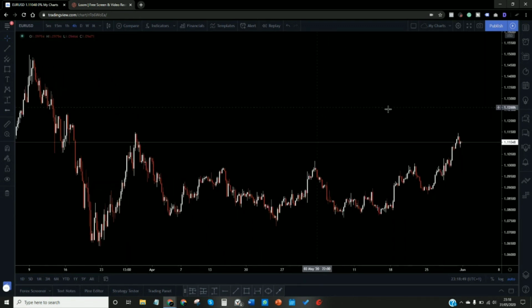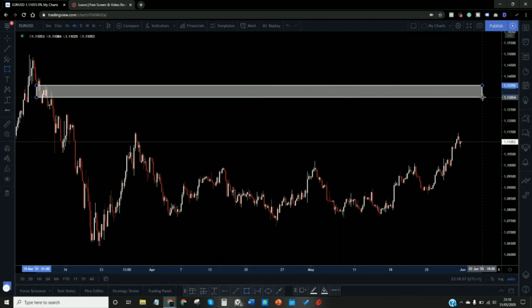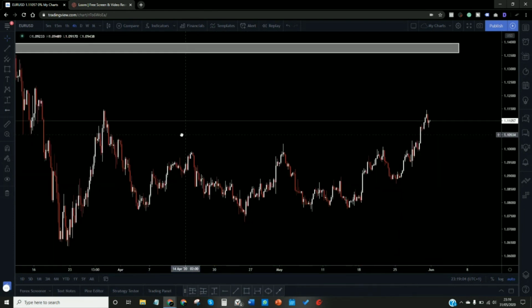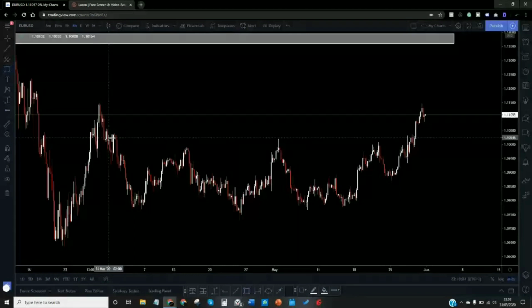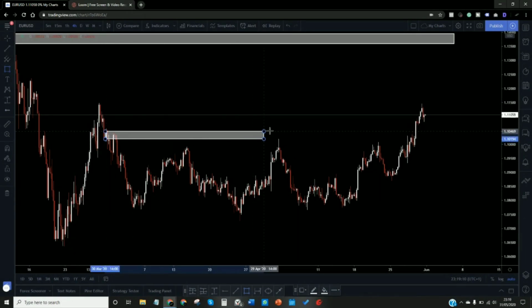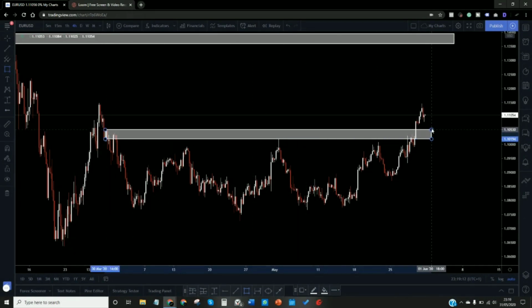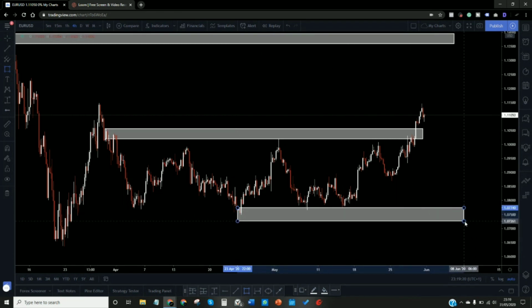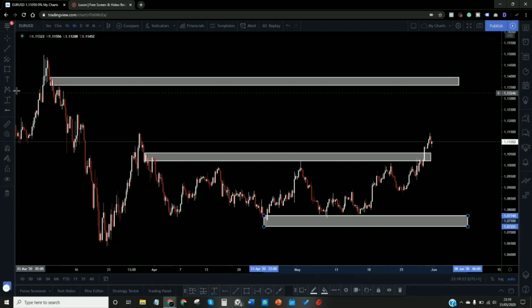All right, so we're just going to use some zones here. Let's mark out some zones right here. Currently the highest zone on the curve is this area here. Where else? What else have we got? Okay, we've got a zone right here. And it would seem we have a zone down here. And we even have another zone down here.